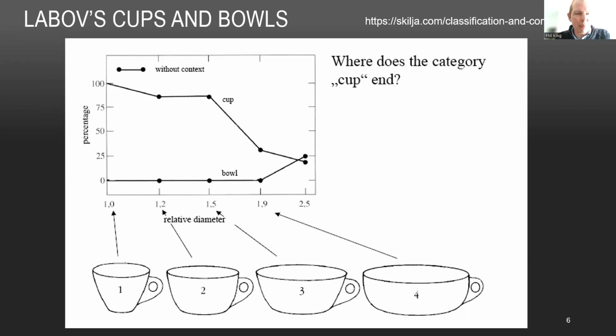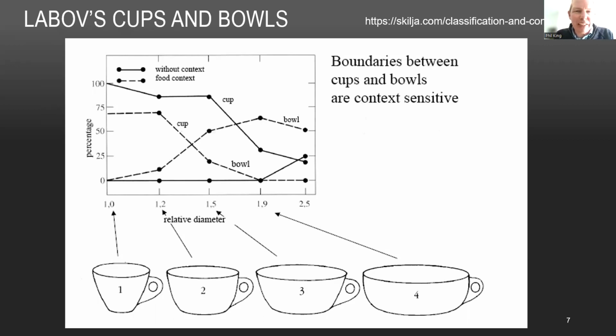However, what's really interesting is that when they showed these pictures in the context of food, then the ratings changed. If people saw the image next to something else that showed some food, then they suddenly began to recognize them as being bowls, or think it was appropriate to call them bowls, much earlier on, with a much smaller ratio of the diameter to the height. What's important here is it shows that the context makes a difference to how people categorize things. Whether we think this is a bowl or a cup doesn't just depend on what it looks like, but the context in which it appears.